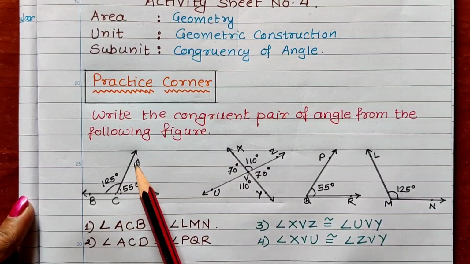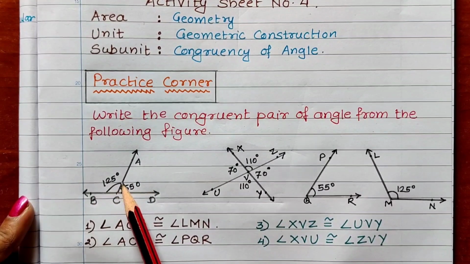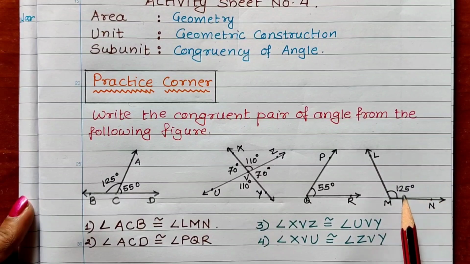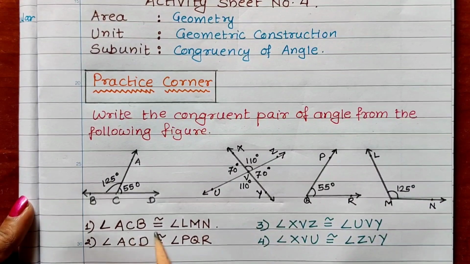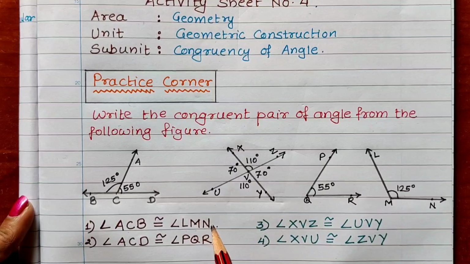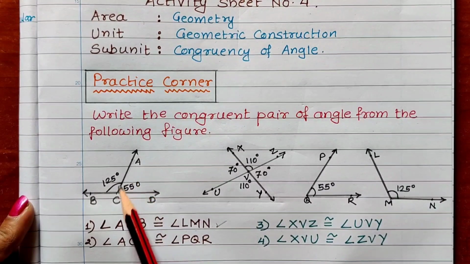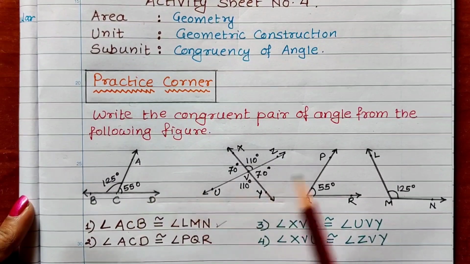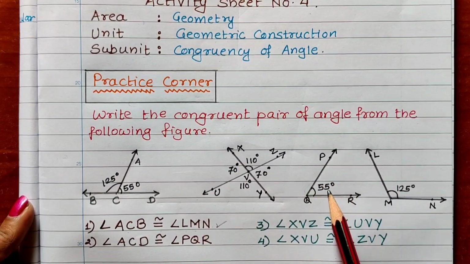Now as we all can see, this angle ACB is 125 degree and angle LMN is also 125 degree. That means angle ACB is congruent with angle LMN. They have equal measures, and that's why they are congruent. So angle ACB is congruent with angle LMN. This is first answer or first pair. Then second pair, we can observe this angle ACD is 55 degree and angle PQR is also 55 degree. That means these two angles have equal measures, and that's why they are congruent with each other.